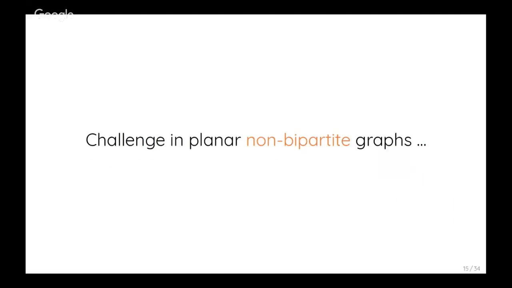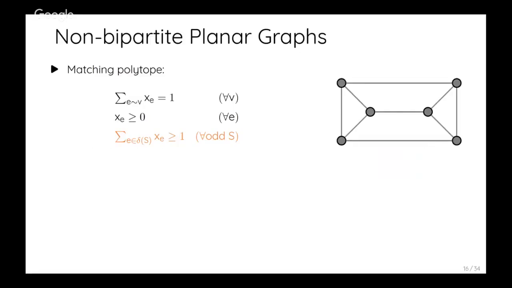So what's the challenge in non-bipartite graphs? The challenge is that the polytope is now much more complicated. Edmonds was the first person to show that this is the description of the perfect matching polytope in non-bipartite graphs. We have the two constraints we had before, but these are not enough. You also have to add a third type of constraint, which says that for an odd set of vertices, here in this example I have three vertices, any perfect matching must have an outgoing edge from the set.